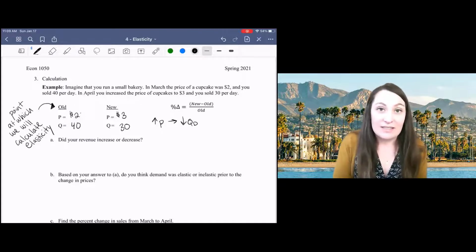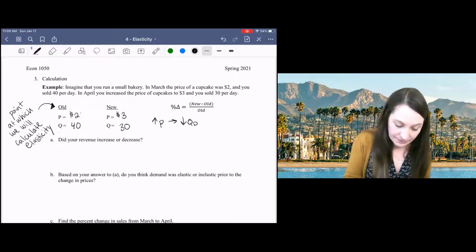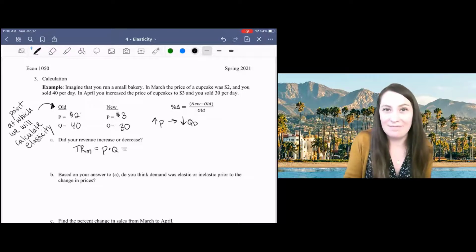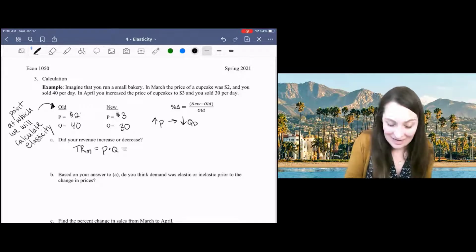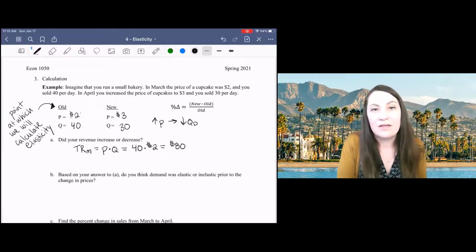So the first question in this example is what happened to total revenue because of the price change? Did the total revenue increase or decrease as the price increased? So we'll calculate total revenue in March and total revenue in April. Recall that total revenue is just price times quantity. That makes sense. At the end of the day, if I sell 40 cupcakes for $2 each, I will have made $80.